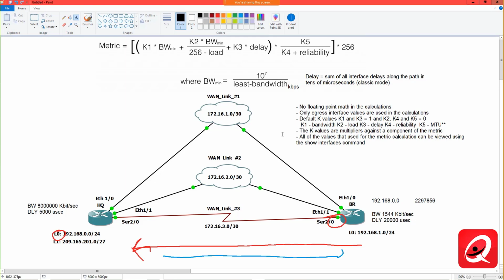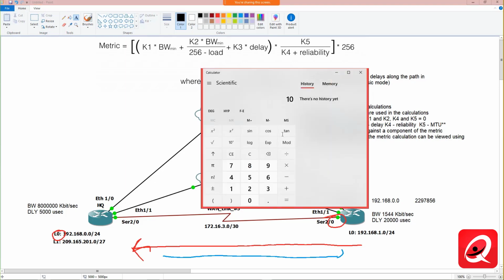So if I go ahead and put this value into the formula, 10 to the power of 7 divided by 1544, oops, clear, 1544, oops, what the heck?